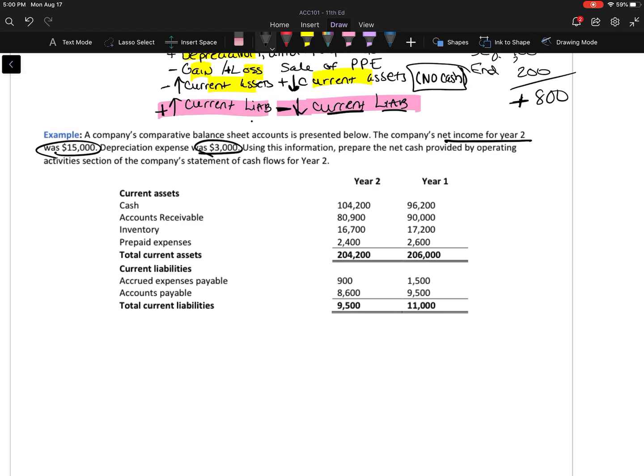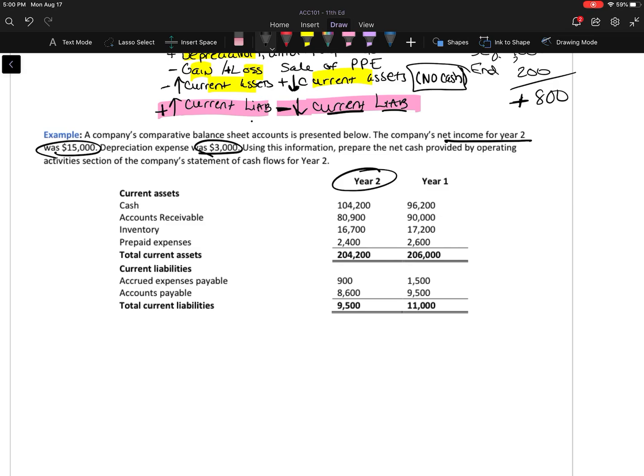So let's look at an example. A company's comparative balance sheet accounts is presented below. Net income for year 2 is $15,000. Depreciation expense is $3,000. Using this information, prepare the net cash provided by operating activities for year 2.